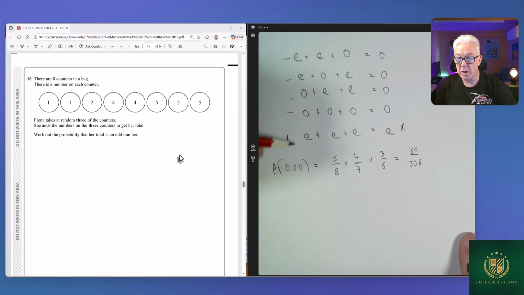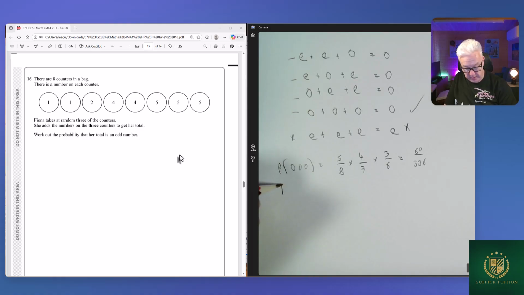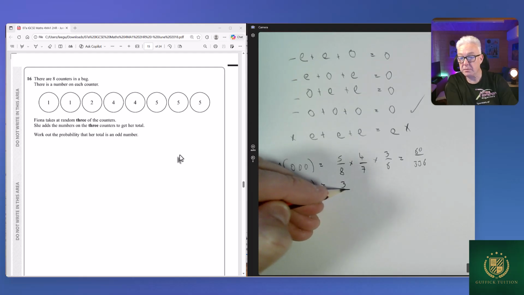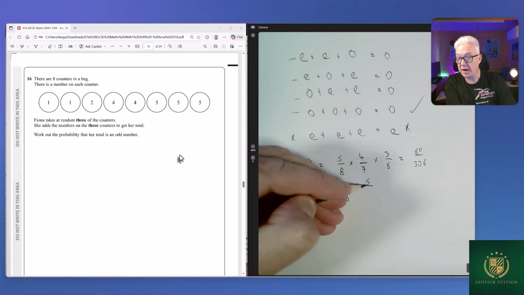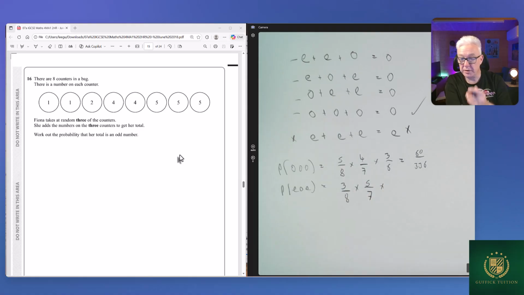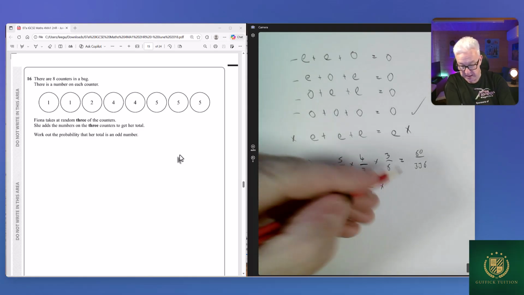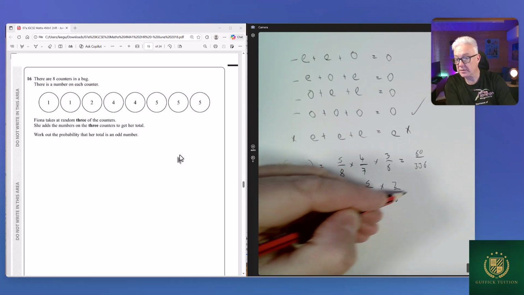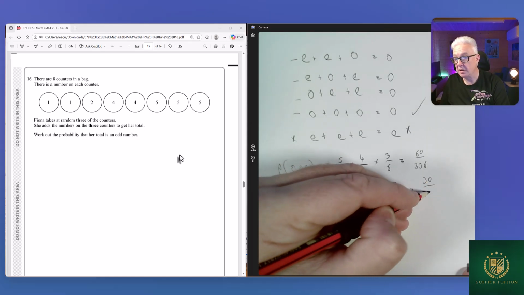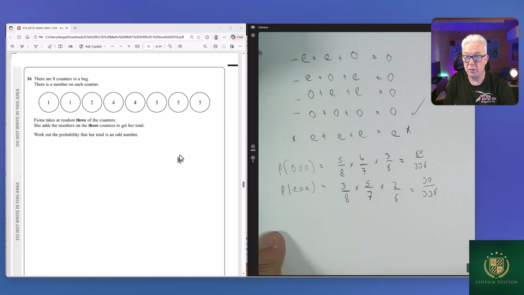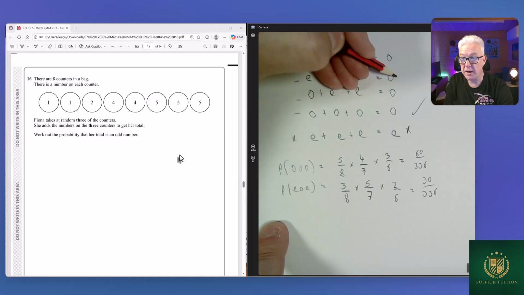Okay, so we've dealt with odd. Let's deal now with the probability of even, odd, even. So even, there are 3 of them, so 3 out of 8, times by odd, there would then still be 5 odd that had not been picked, but only 7 counters left. And then even again would be 2 out of 6. And that combination is 30 over 336. So we've dealt with even, odd, even there.